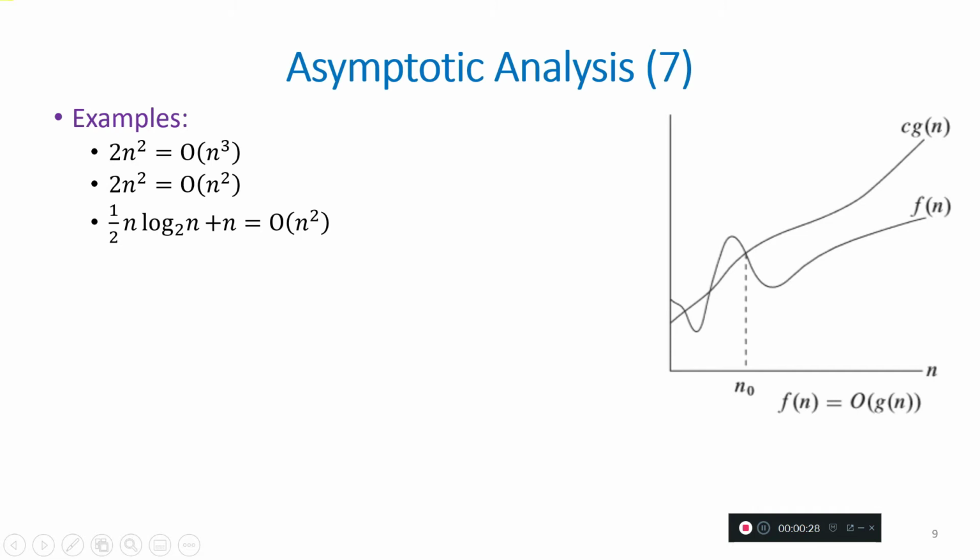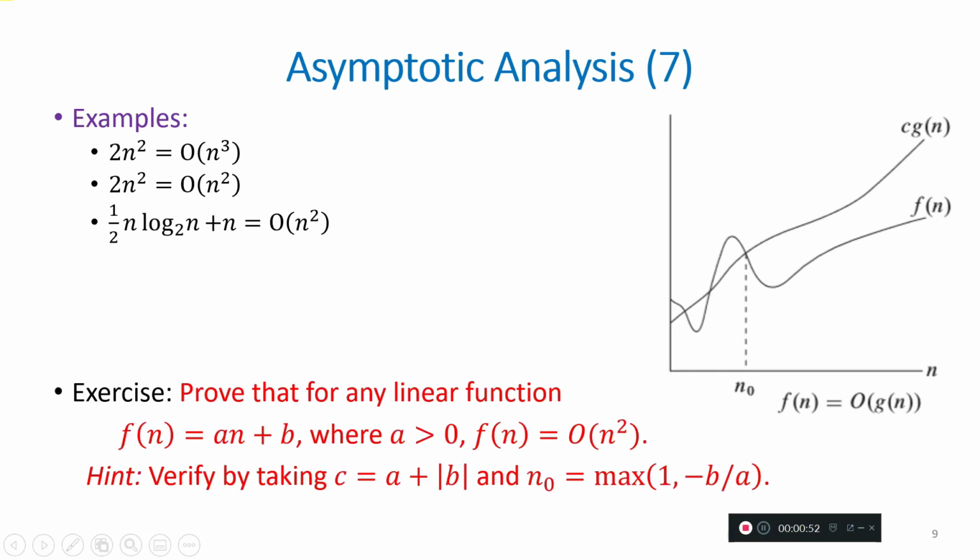In the third example, we see that the leading term has n times log n, which is an element in the set big O n squared, because log n grows at a lower rate as compared to n. As an exercise, I ask you to try to prove this problem using the definition of big O notation. A hint is provided over here.